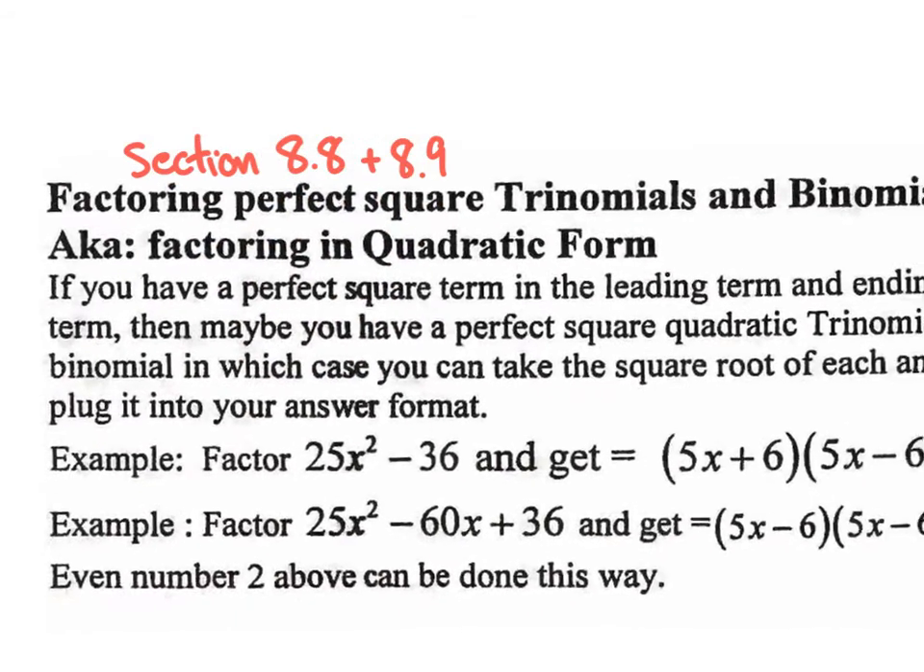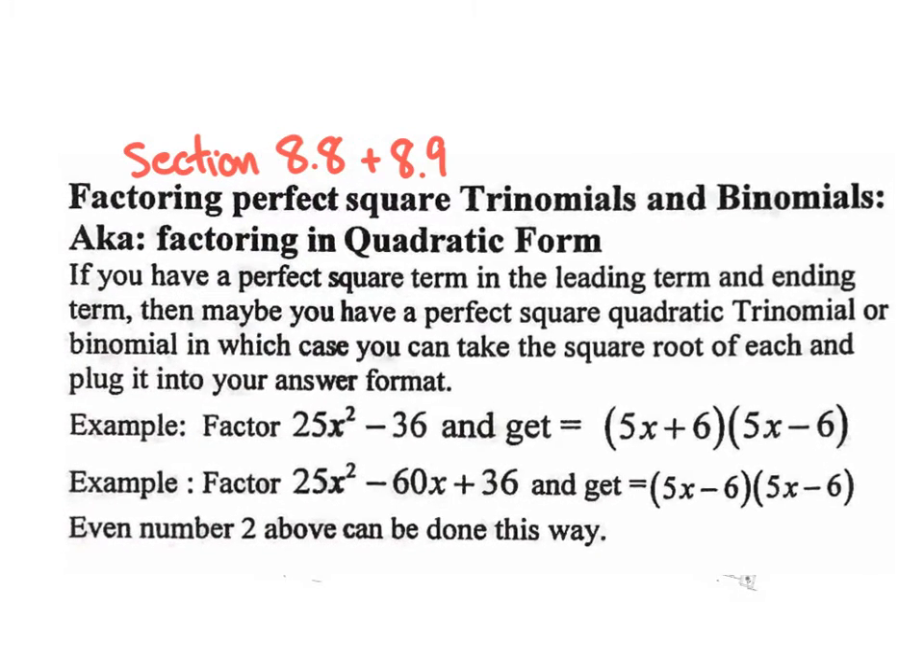So let's read along these notes right here. It says, if you have a perfect square term in the leading term and ending term, then maybe you have a perfect square quadratic trinomial or binomial, in which case you can take the square root of each and plug it into your answer format. So when you do have 25x squared, when you take the square root of that, that's 5x. When you have 36, you take the square root of that, that's 6. So you're going to have 5x and 6, and check it out, here it is, 5x and 6. Since we have the same first term and the same last term, when you do the square roots, you also get 5x and 6.